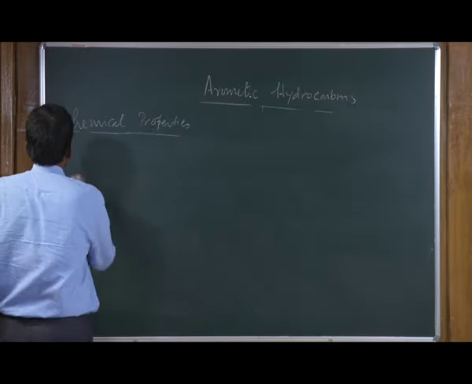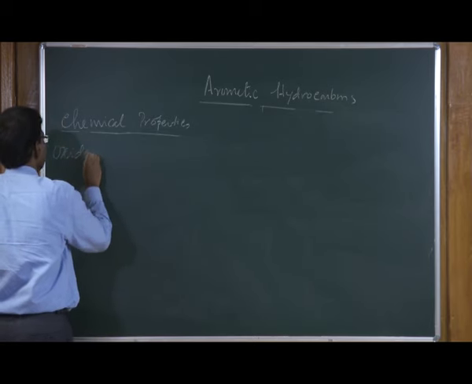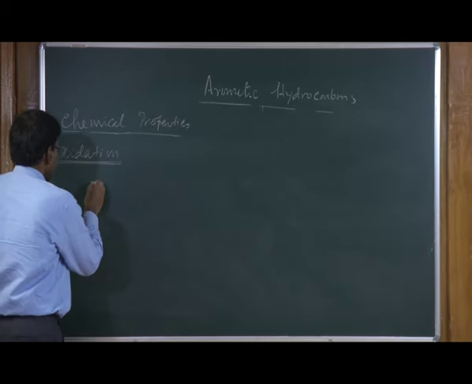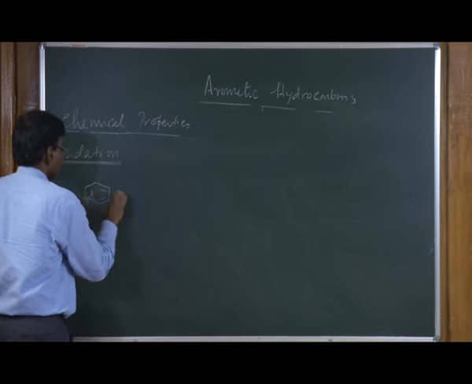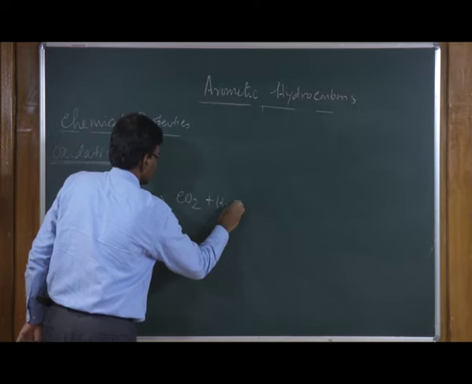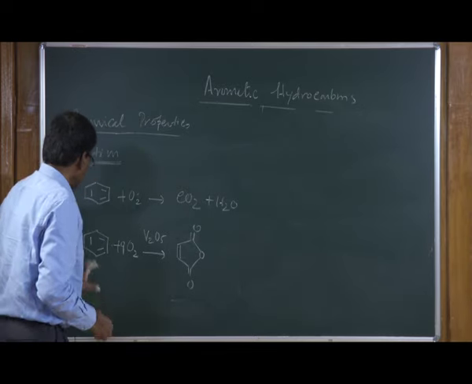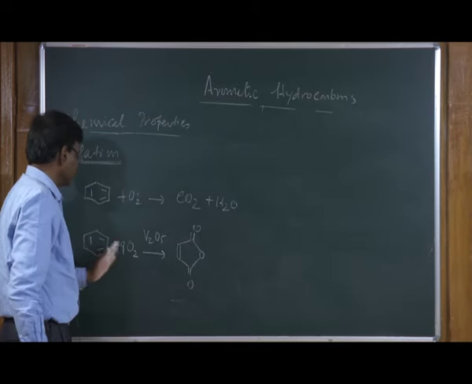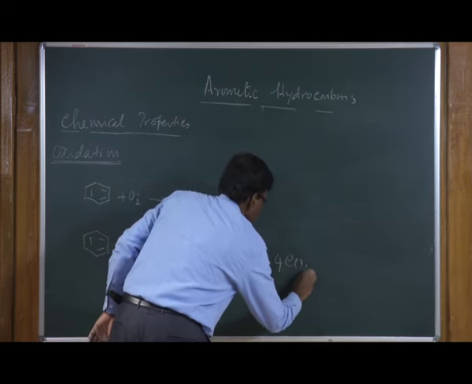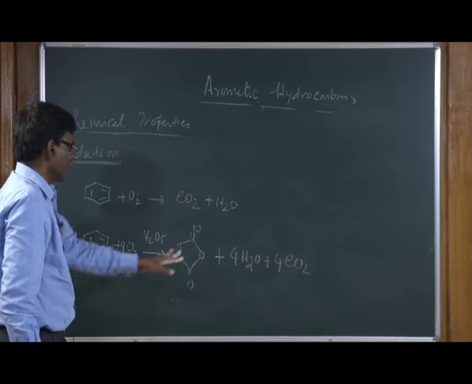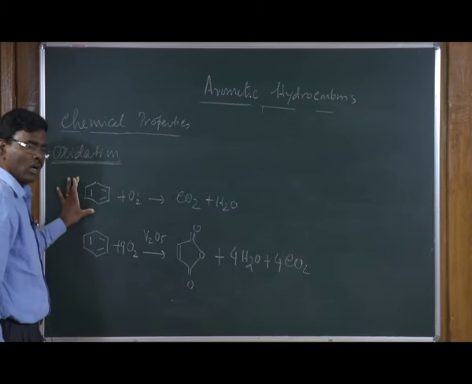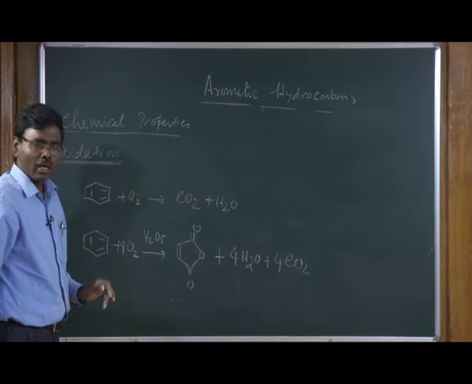The next is oxidation of benzene. Benzene can be completely oxidized to carbon dioxide plus water. Benzene also can be partially oxidized to maleic anhydride when you react benzene in the presence of vanadium pentoxide. Partially, what you do, you generate maleic anhydride and 4 molecules of water or carbon dioxide. These are examples of oxidation reactions. This is a partial oxidation and this is complete oxidation of benzene to carbon dioxide and water.